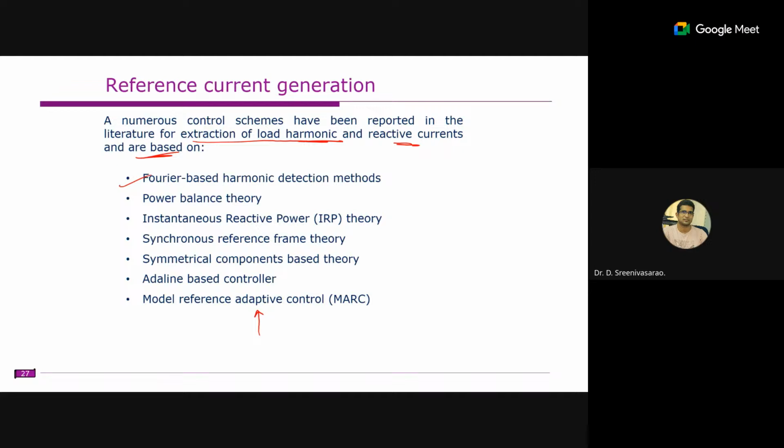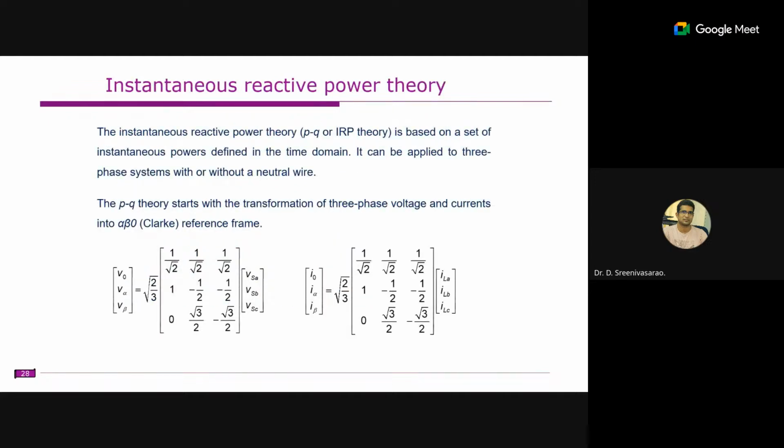Okay. So the most commonly used techniques are the instantaneous reactive power theory and the synchronous reference frame based theories. One method, which is more common, is the instantaneous reactive power theory. Right? This was proposed by Akagi around 25 years ago, and is known as the IRP theory or the PQ theory, which is most popularly used.